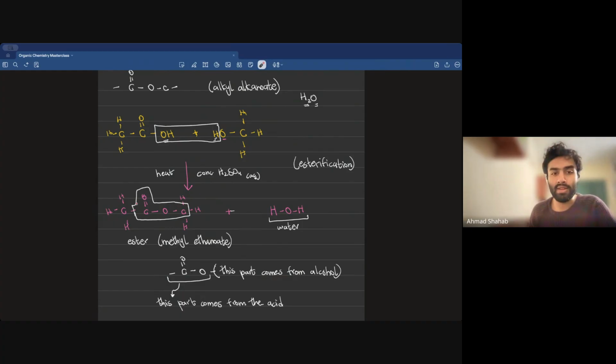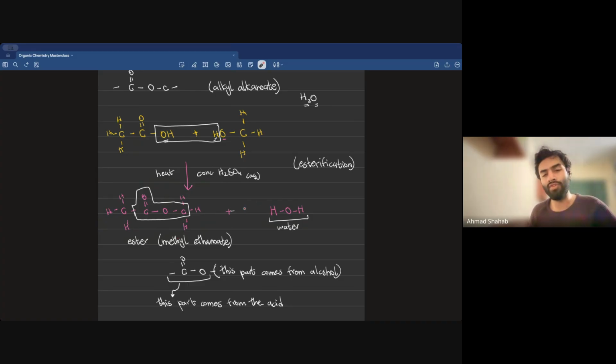Hydrolysis is the reverse of this process, right? In hydrolysis we take an ester, we have water reacting with it, and this ester breaks down back into the compounds that it came from, right? Hydrolysis essentially means breakdown of a bigger compound like this one into smaller compounds using water, and this is the water that we're talking about here.